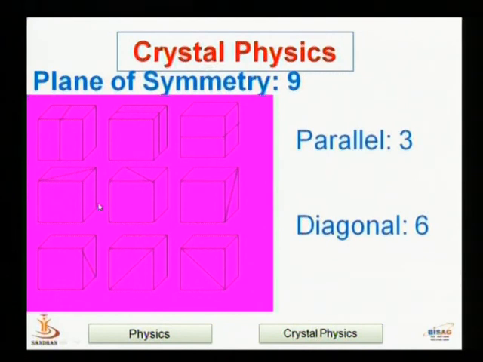Second category, if we place this plane at the diagonal, 1, 2, 3, then here 4, 5, 6. If this is the position of the mirror, then the upper part of this cell is exactly identical to the lower part of this cell. So this is a mirror plane. In total there are 6 diagonal planes, and all 6 diagonal planes are symmetry elements. So in total there are 3 parallel planes and 6 diagonal planes for a cubic crystal system.